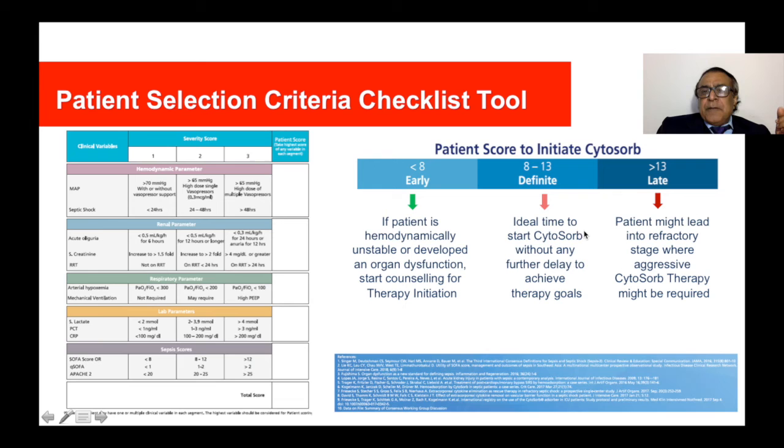Once the total of these scores exceeds 8 and is between 8 and 13, this is probably a definitive indication that we should incorporate something more than the standard care we are providing to the patient. But once it exceeds 13, well, you can use it, but probably the outcomes are going to be poorer.